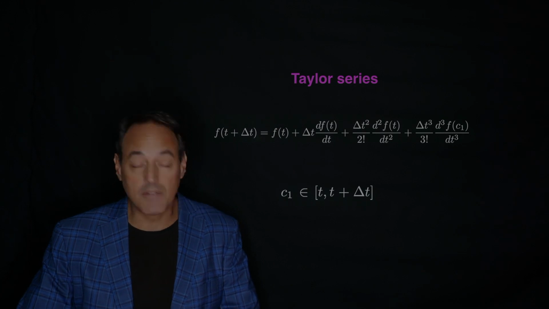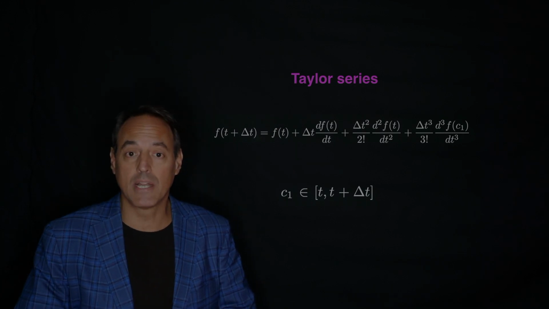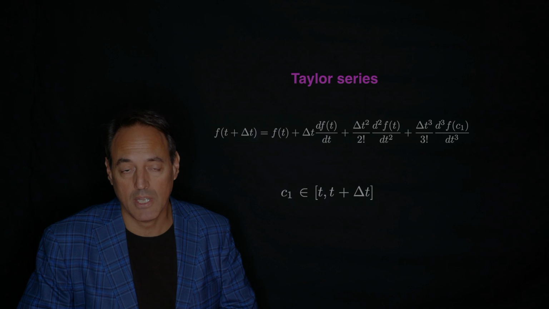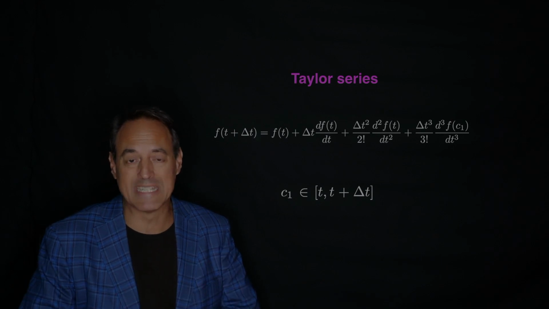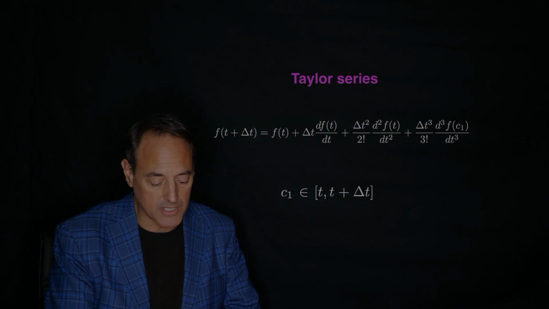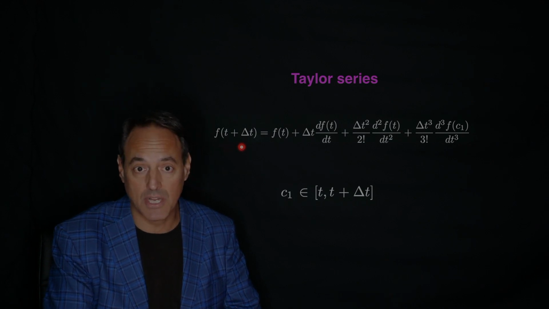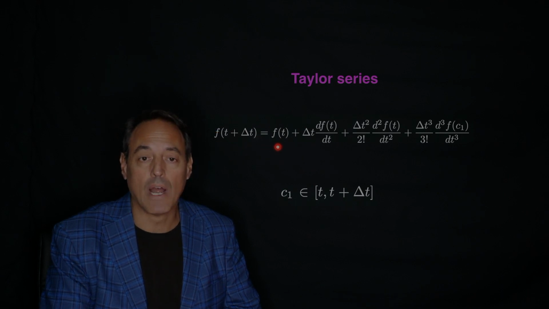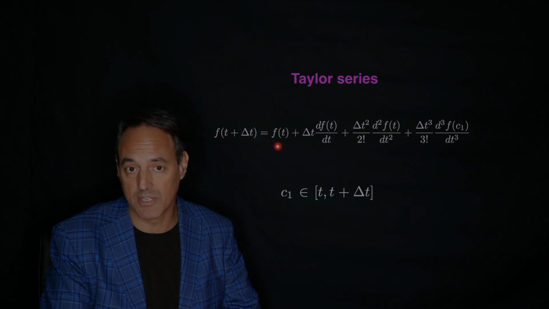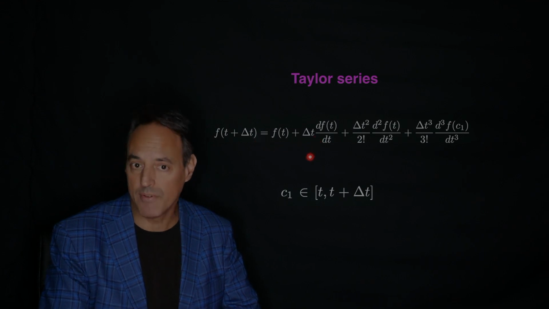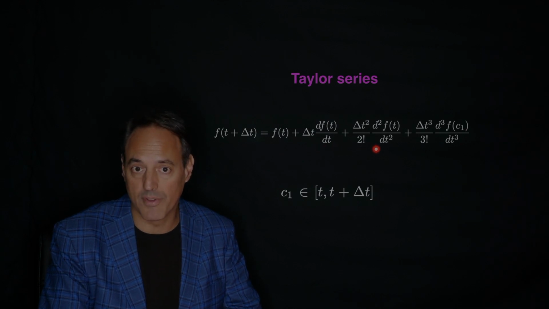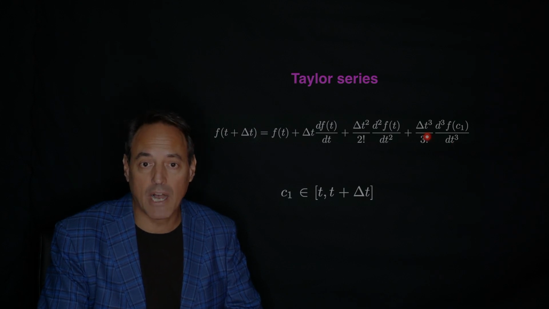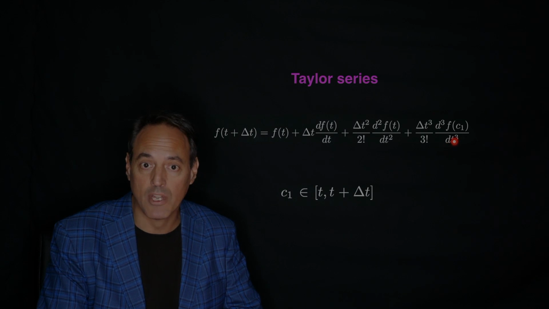Let's start off with the idea of a Taylor series. Taylor series is one of the most important concepts that we'll be using in all of scientific computing, so you really have to know what a Taylor series is. From calculus, what we learned is that if I take a function and evaluate it at t plus delta t, then I can express this around f of t. So f of t plus delta t is the function f of t, plus delta t times its derivative, plus delta t squared over 2 factorial times its second derivative, plus, here we're going to cut it off, delta t cubed over 3 factorial. And what we know from calculus is that in fact we can express this as a third derivative with some constant c1.